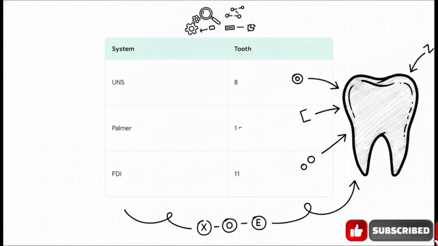Okay, let's bring it all together in section 4, a side-by-side translation. Let's use a quick translation key to see how this works in practice. Focus on the upper right central incisor. That's basically your front right tooth. If you're in the United States using the universal system, that tooth is simply number 8.